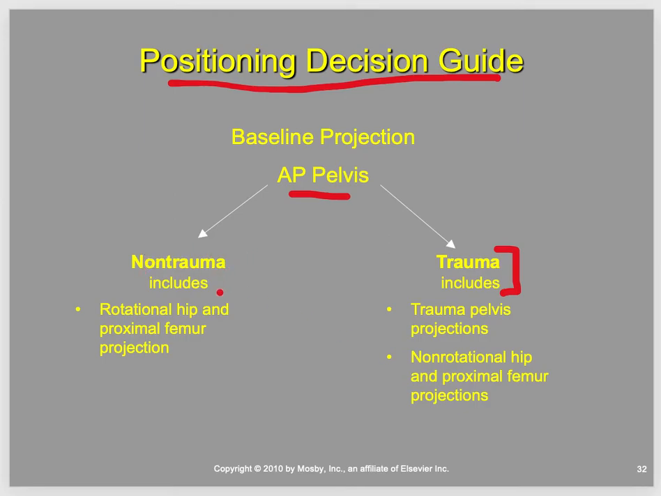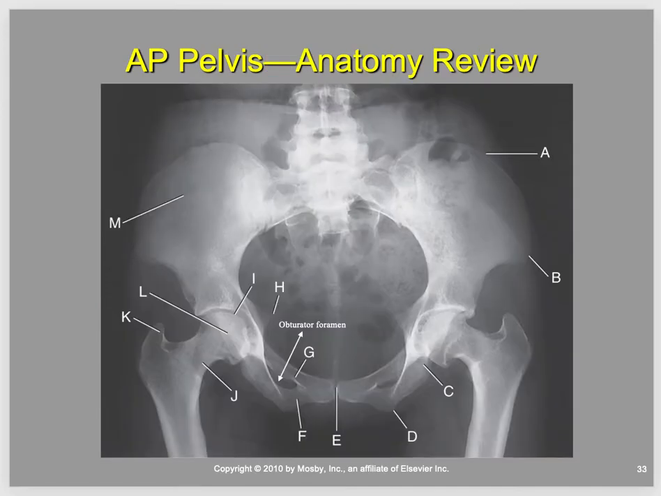If it's non-trauma, and you know that they're non-trauma, they can move their feet, everything is fine, you're going to turn those legs in 15 to 20 degrees. So you're going to do the rotational hip and proximal femur projection. Rotate them in 15 to 20 degrees and then take that image.